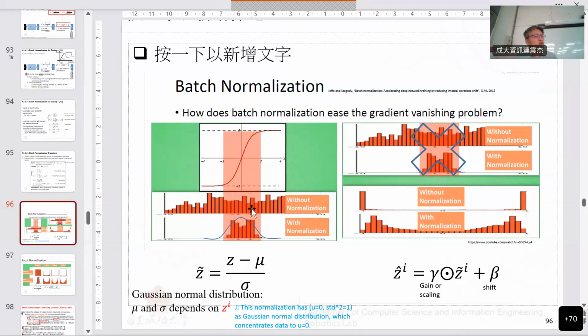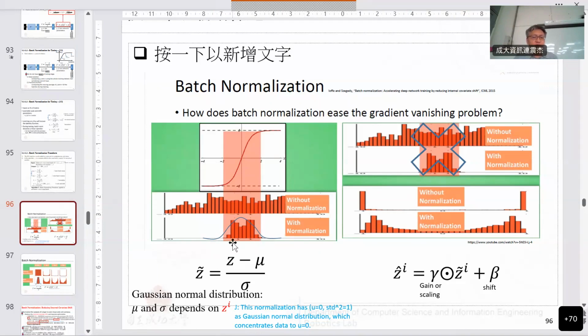If you don't do batch normalization, you do the convolution, and your result will be this one. After you do the activation function, finally your result becomes this one, because the activation function pushes your value toward 1 or 0, or 1 to minus 1. So your value becomes two-ended. That's no good, because you lose information in between.